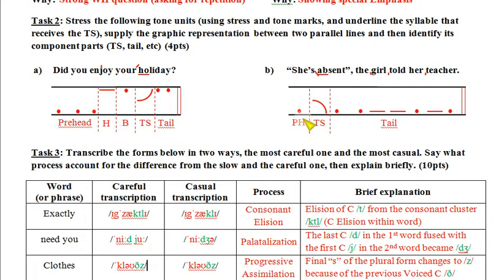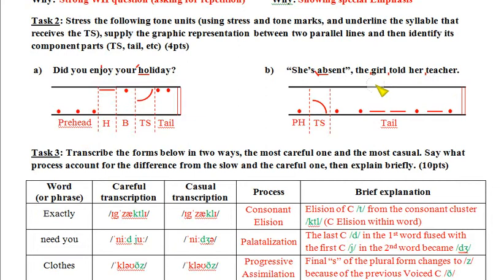We move to the second statement. It is, "She's absent," the girl told her teacher. So it's reported speech, and "she's absent" is direct speech. This is the statement, and these are extra information, or extra words.